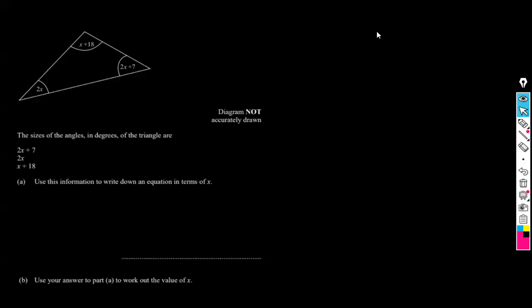But it's 180, all right? Equation, it's going to add up all three, right? 1, 2, 3. So it's x plus 18 plus 2x plus 7 plus 2x. And of course, this will be equal to 180.